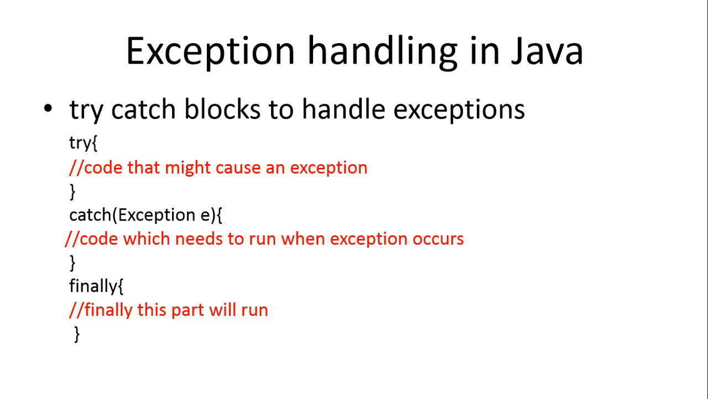The code inside the catch block will only run if there's an exception in the try block. If the code inside the try block has an exception, then the catch block will be executed, and also the finally. If there is no issue in the code in the try block, the catch block will not be executed, but the finally block will be executed.